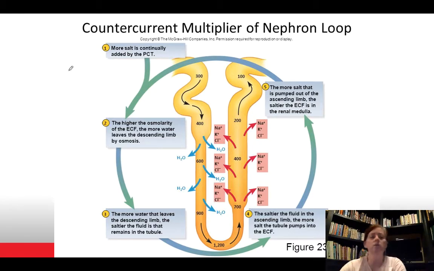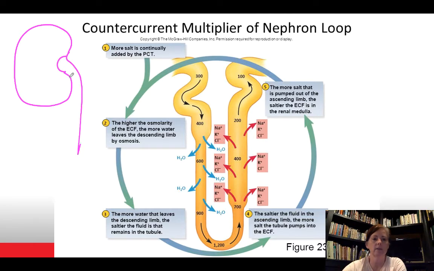So basically, if you look at the kidney, we take a kidney and here's my renal pelvis and here's my ureter. We know the outer part of the kidney is going to be the cortex, and deeper towards the inside is going to be the medulla. The cortex of the kidney is about the same osmolarity as fluid in the rest of the body, so it's going to be sitting at about 300 milliosmoles, okay?